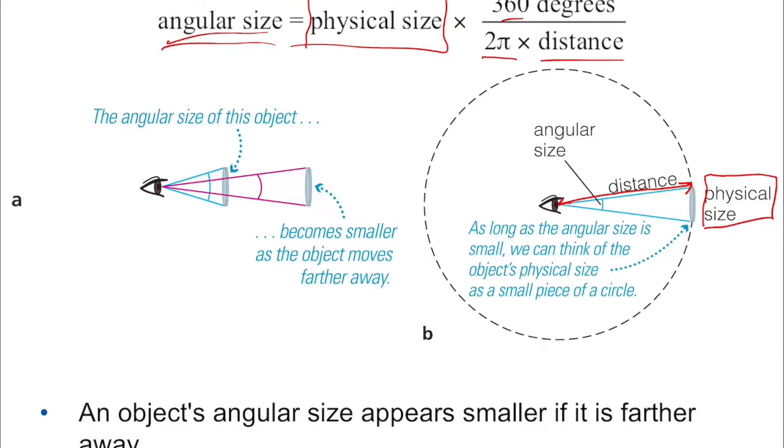But it allows you to either calculate angular size if you know physical size, the way it's kind of written here, or I can multiply by the reciprocal of 360 over 2 pi, which would then just be 2 pi over 360, and that would give me physical size. I'll write this out for you. So then physical size would just be angular size multiplied by 2 pi over 360.